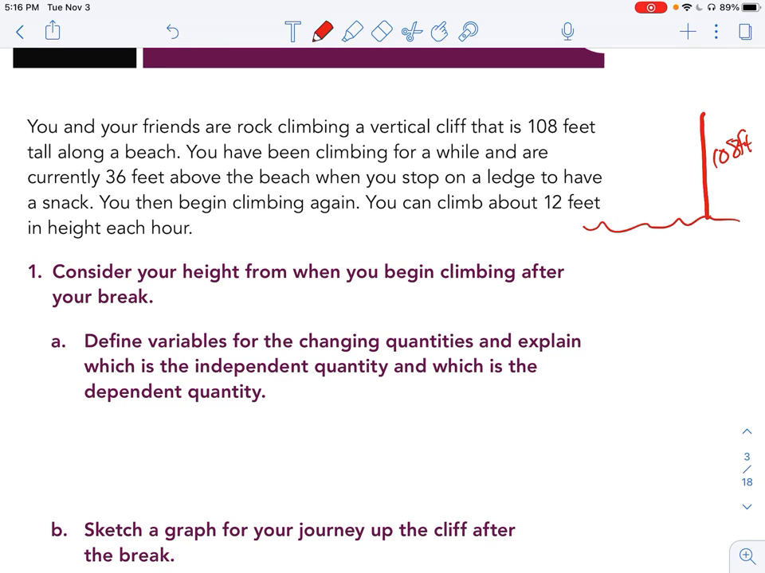Okay. You have been climbing for a while and are currently 36 feet above the beach. So right here, there's a ledge at 36 feet. That's how far I've gotten. You stop on the ledge to have a snack, and then you climb again, and you climb at about 12 feet in height each hour. Okay, 12 feet per hour.